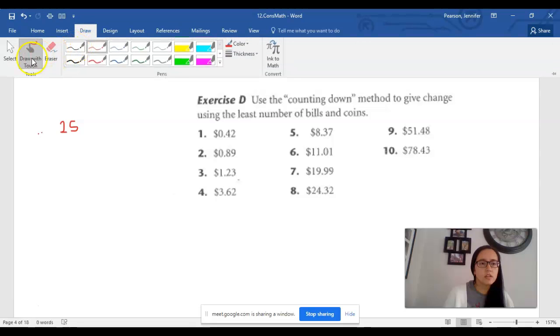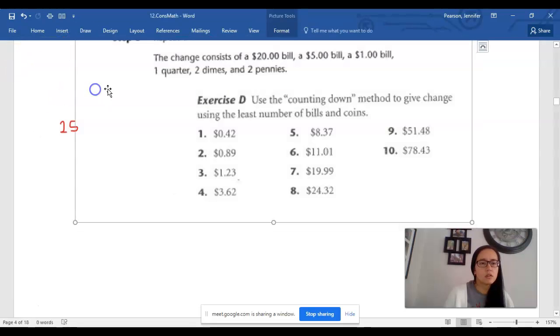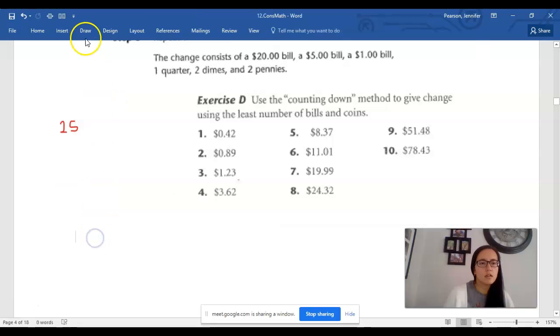Okay, if I wanted to give somebody 42 cents, I would give them a quarter, that's 25 cents. I would give them a dime, that's 35 cents. I would give them a nickel, that's 40 cents, and then I would have to give them 2 pennies. So I'm going to go like this, 2 pennies, 2 1 cents. And so that's 25, 35, 40, 41, 42 cents.